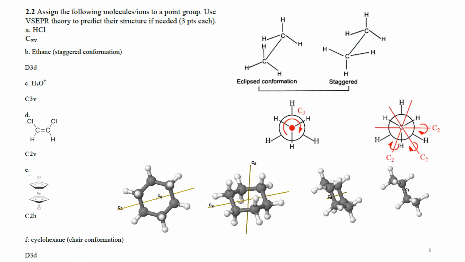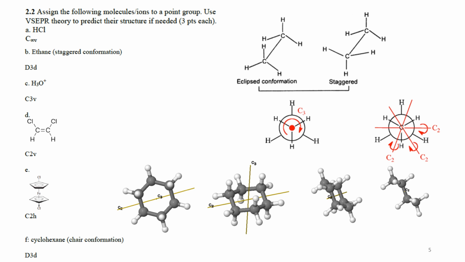All right, going down here, point group assignment. HCl, there's not much to talk about. This is one of the special cases, C infinity V. The second one, ethane in staggered conformation. This should be D3D. On the right hand side, I show 2 different popular conformations of ethane.